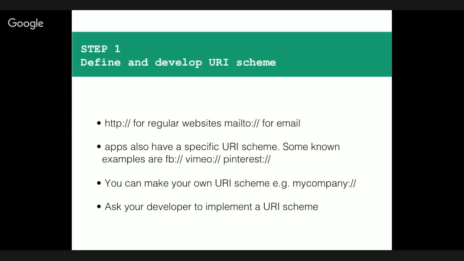So step 1, the part where we define and develop the URI scheme. It might sound technical, but actually you know URI schemes from website URLs already. It's the HTTP part. Or for emails, for example, it's mailto. For apps, you also define a URI scheme. And here you can see also a few examples from well-known brands like Facebook. Facebook's URI scheme is fb, Vimeo for Vimeo, and Pinterest for Pinterest.